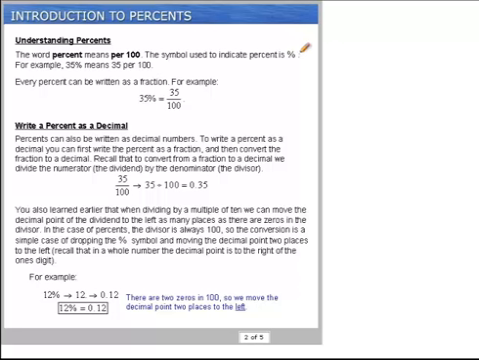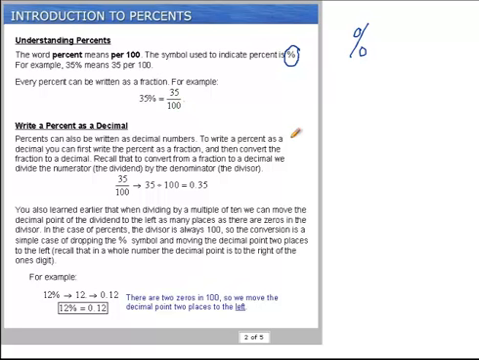Understanding percents. The word percent means per hundred. The symbol used to indicate percent is this symbol right here. For example, 35% means 35 per 100. Every percent can be written as a fraction. For example, 35% is equal to 35 over 100.